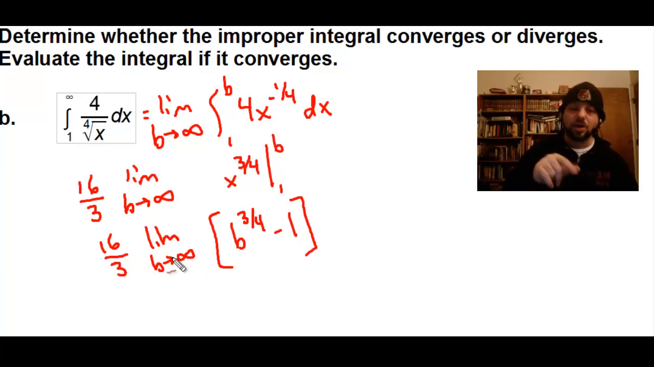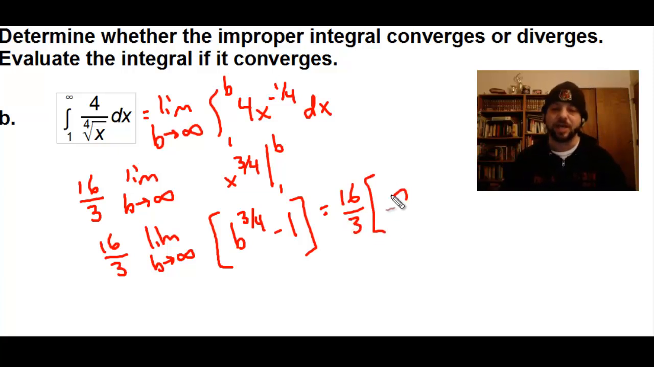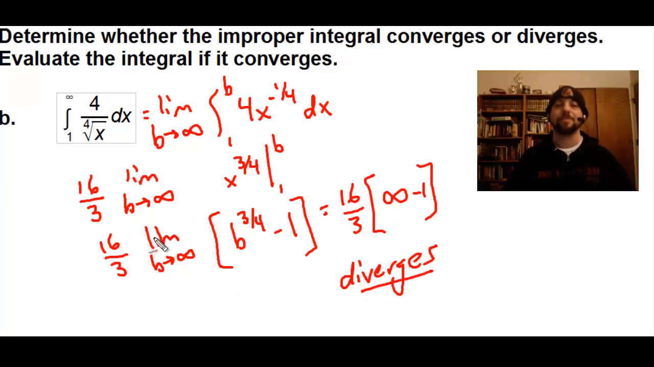And take a look at this. When I plug infinity into my result of the integration here, infinity to the 3/4 power is actually going to escape into infinity. And essentially what I have, I hesitate to write this, it's not exactly right, but if I write 16/3 times infinity minus 1, clearly I can't evaluate that. This integral does diverge, and I'm not going to be able to evaluate it, short of saying that it diverges. Well, now that we've seen a converge and a diverge, let's take a look at another example and see what happens with the next one.